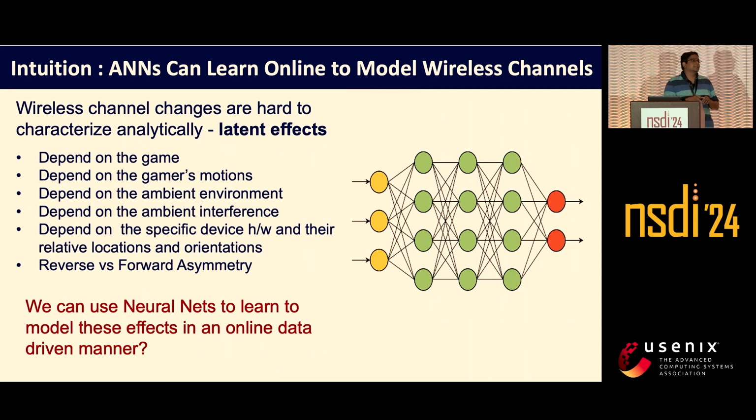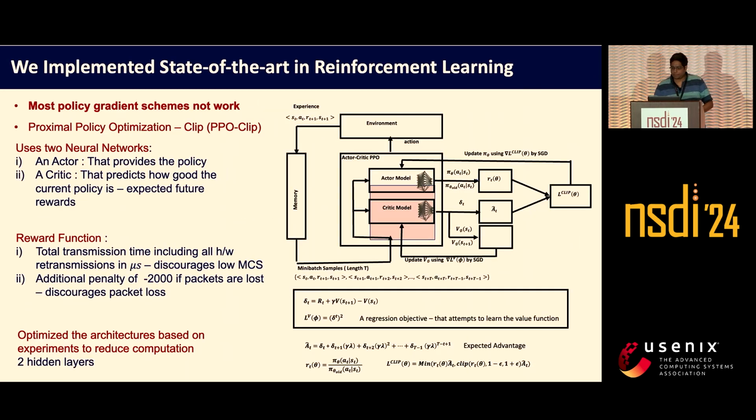So the intuition is that the key issue is that the wireless channel has a lot of these hidden latent effects, right? For example, what kind of game is it? How fast is the person moving the controller? Things like that. For example, there's interference out there. The device itself has some characteristics. There are so many of these unmeasurable effects, and hopefully a neural net will be able to learn all this stuff in a data-driven manner. That was the intuition that we started from.